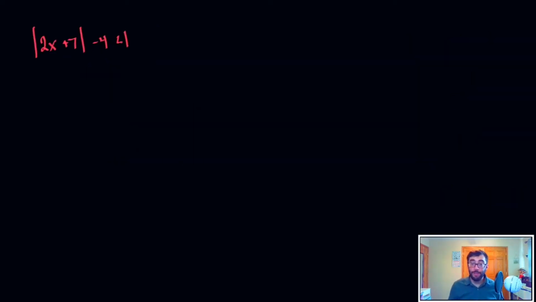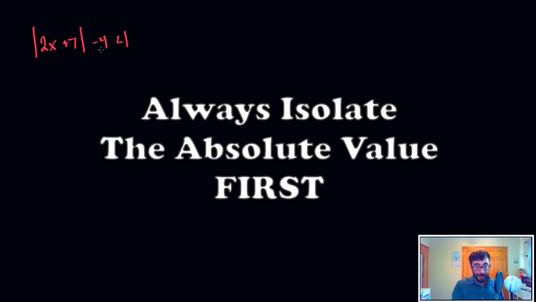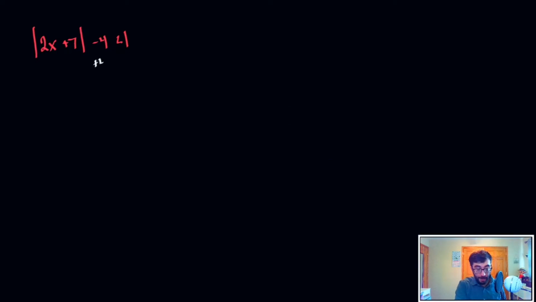So we have an example here. We have the absolute value of 2x plus 7, minus 4, is less than 1. Okay. Now, just with equations, the same exact way, we want to isolate the absolute value first. So I need to move this minus 4 over. And to do that, I need to add 4 to each side. So I'm going to add 4 to each side. I'm going to get the absolute value of 2x plus 7 is now less than 5. Okay. So step one is the same, isolate the absolute value.